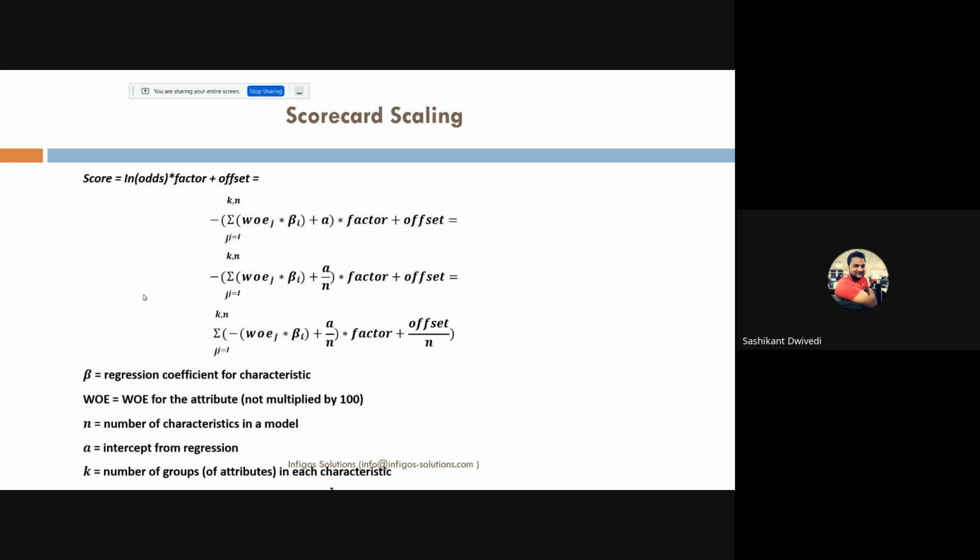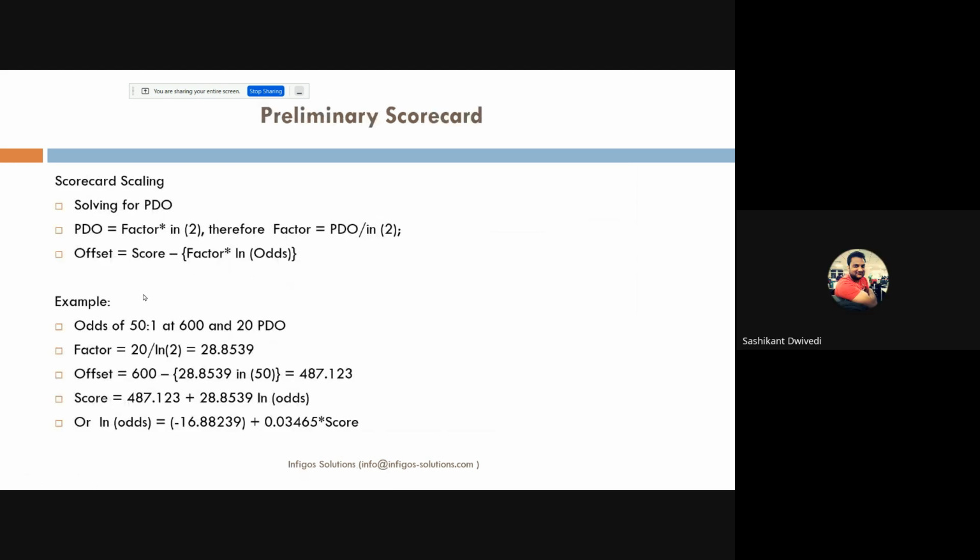Nitin, I have a question here. If I need to understand the first statement, odds of 50 to 1 at 600 at 20 PDO. So when my score goes from 600 to 620, my odds go from 50 to 1 and increase to 100, right? Right. Okay. That's what it means.